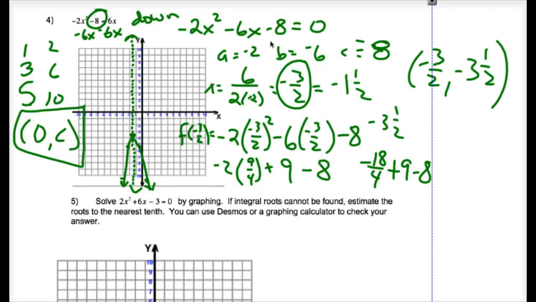You've not even answered the question yet. What's the solution? No solution. There's a word you got to put in there. No real solution.